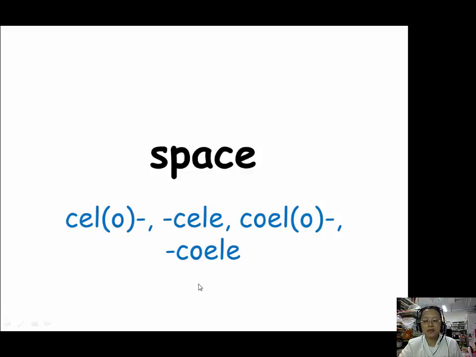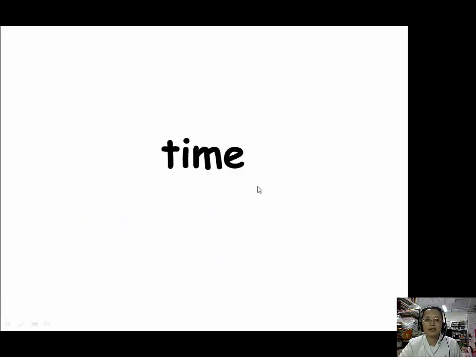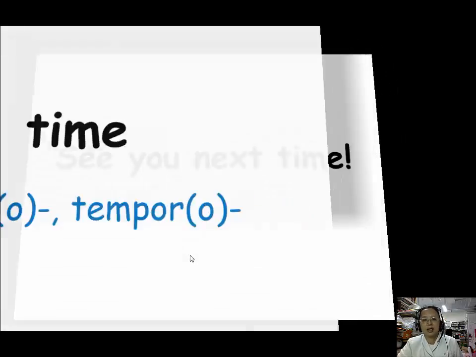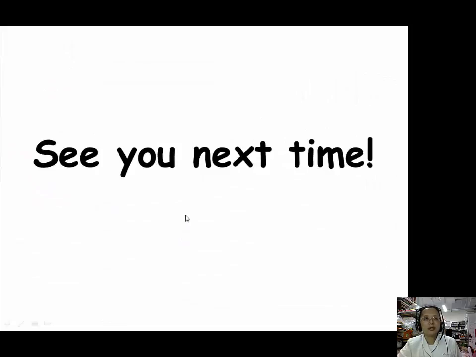These two are suffixes. As for time, we have chrono, C-H-R-O-N-O, or temporo, T-E-M-P-O-R-O. These two prefixes to use. Now we finish lesson 24.